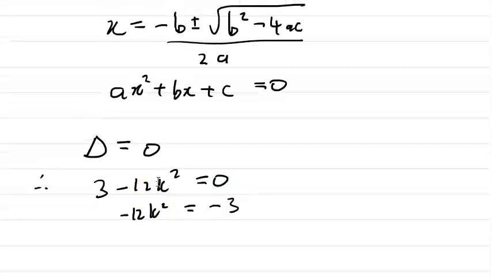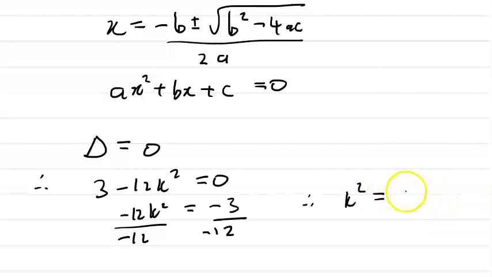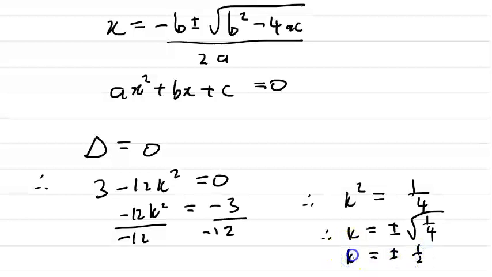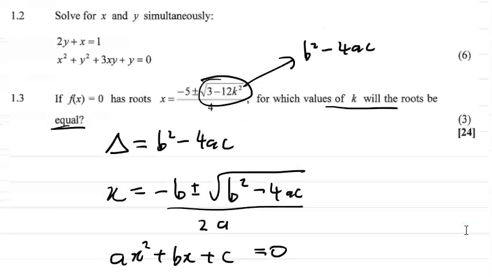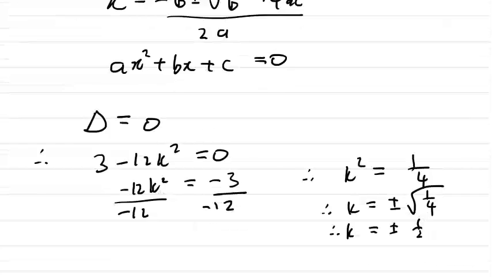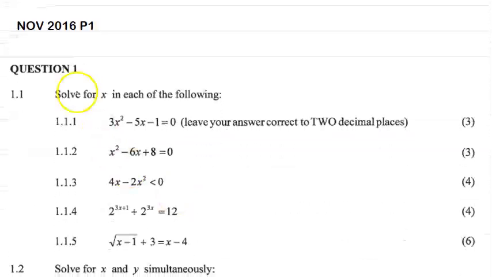I divide both sides by 12, the coefficient of k squared, which is minus 12. Therefore k squared is equal to, minus over minus is plus, 1 over 4. If I find the square root of both sides, it will be plus minus the square root of 1 over 4. Therefore, it's plus minus a half. So k must equal either plus a half or minus a half for our roots to be equal. That's the solution to the first question. Now let's look at the November 2016 paper 1 and see what came out here on nature of roots.